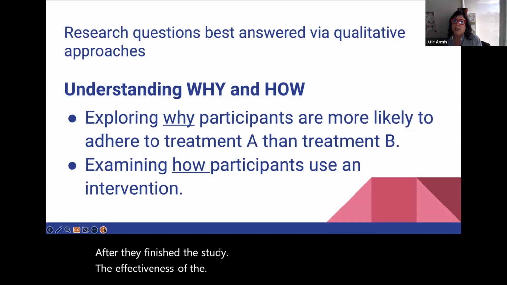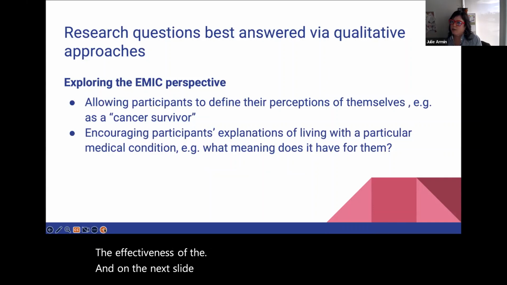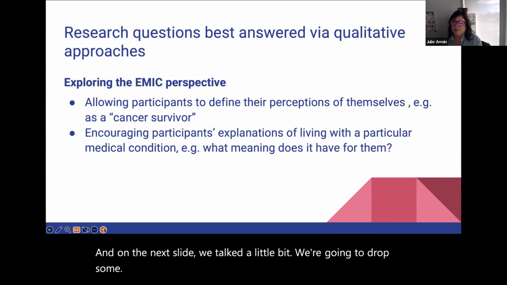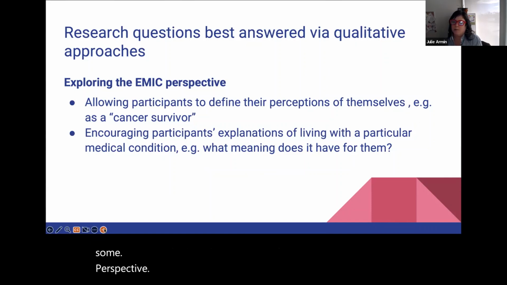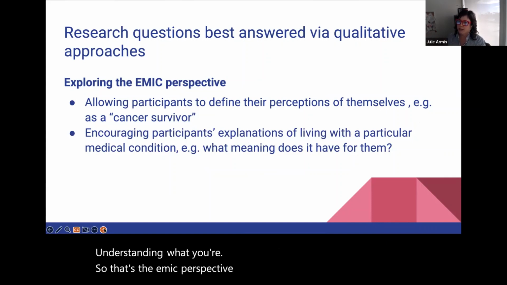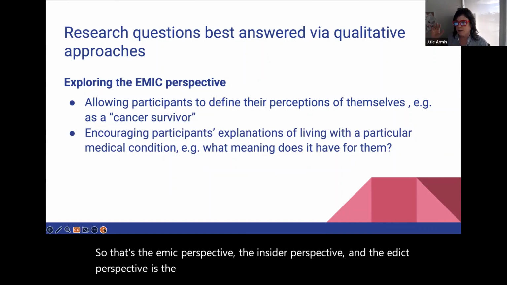And on the next slide, we're going to drop some terminology on you: the EMIC perspective. Really, as Heather mentioned, qualitative work is best for understanding what your participants think. So that's the EMIC perspective, the insider perspective, and the ETIC perspective is the outsider perspective. So that's the researchers, what we want to know.